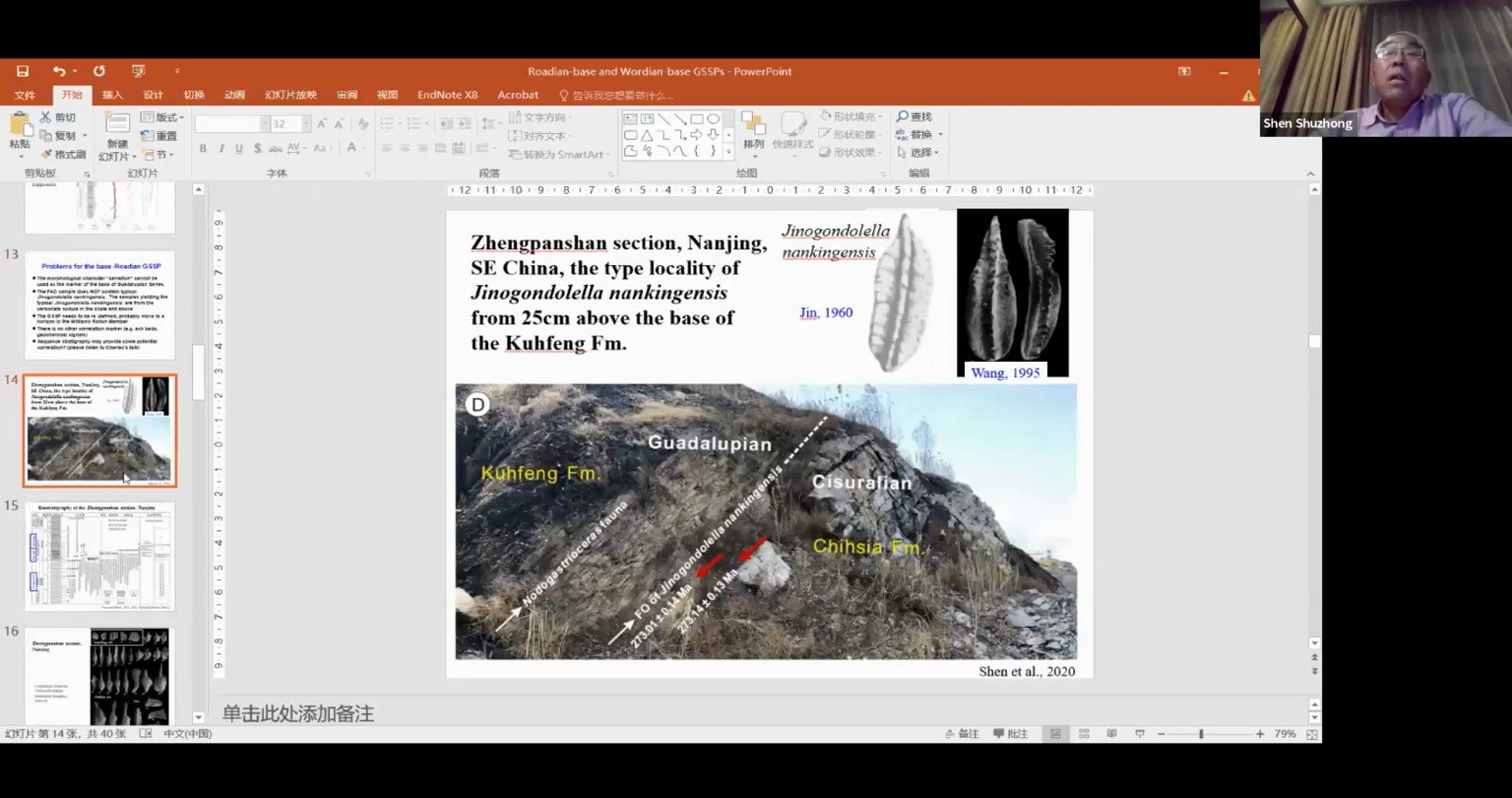Okay, then let's look at the base of the Guadalupian in South China briefly. You know that the base of the Guadalupian series was defined by the index species Jinogondolella nankinensis. It's very interesting that the type locality of that species is from the Zhenpanshan section near Nanjing. If you come to Nanjing, it's very easy to go there, okay?